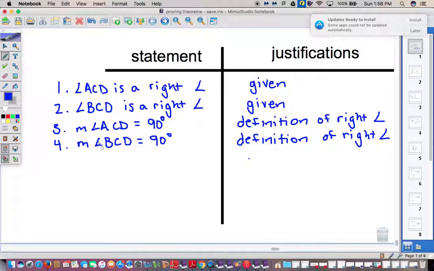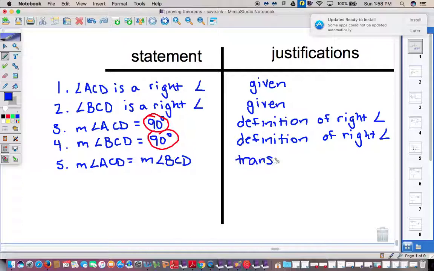Now we have that the measure of angle ACD is 90 degrees and the measure of angle BCD is 90 degrees. Because we have the exact same thing on both sides, can we use a property to put these equal to each other? Hopefully your answer is yes. We can say that the measure of angle ACD equals the measure of angle BCD, and that's because of the transitive property of equality.